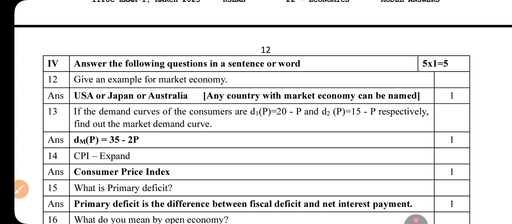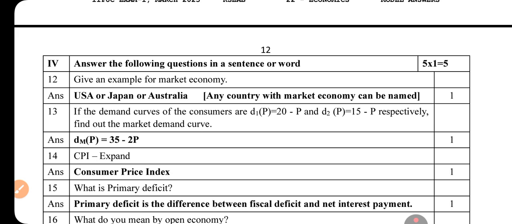Market economy means production, distribution, and consumption activities should be owned, managed, and controlled by private individuals. That type of economic system is adopted in USA, Japan, Australia.